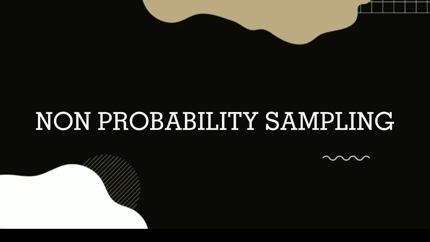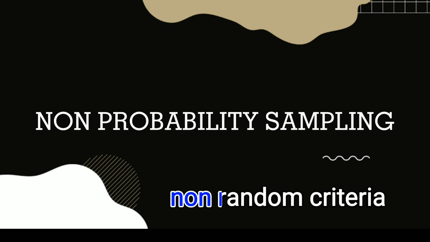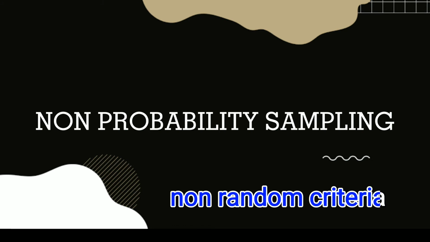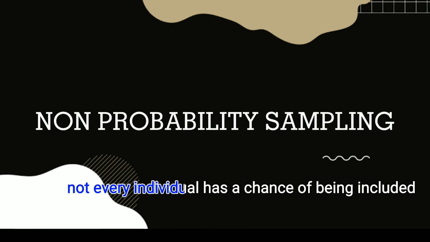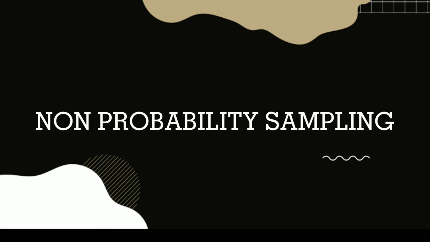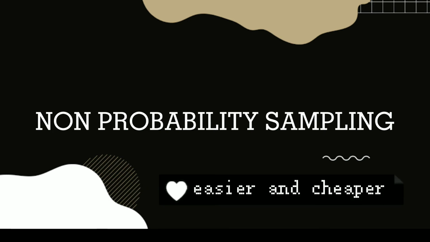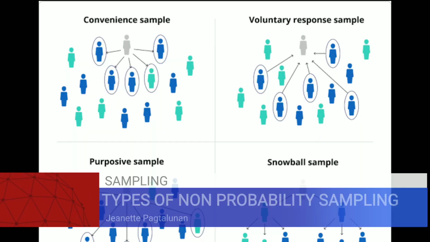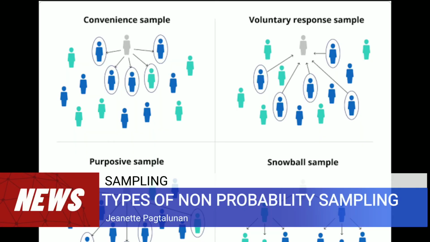Lastly, we're going to talk about non-probability sampling methods. This is a method that is based on non-random criteria, and not every member has a chance of being included, unlike probability sampling. This sample is easier and cheaper to access. It's usually used by the researcher to select a sample based on subjective judgment rather than random selection. There are 4 types of non-probability sampling methods.